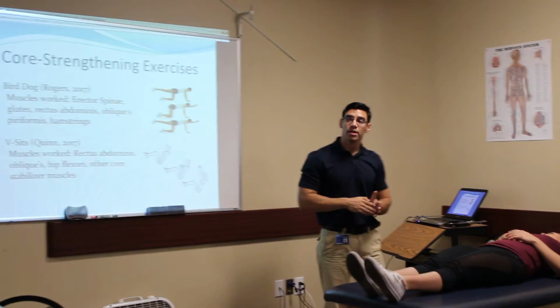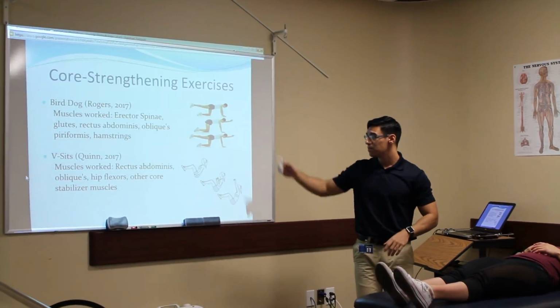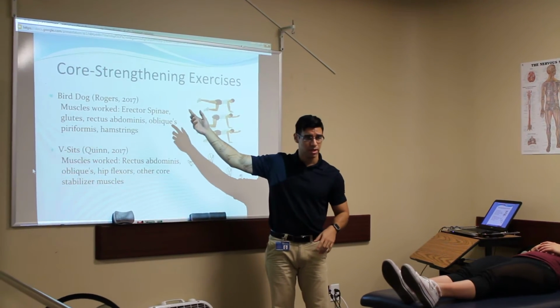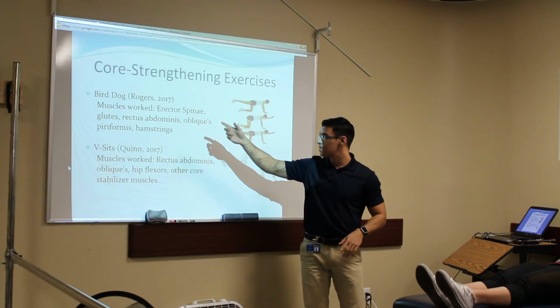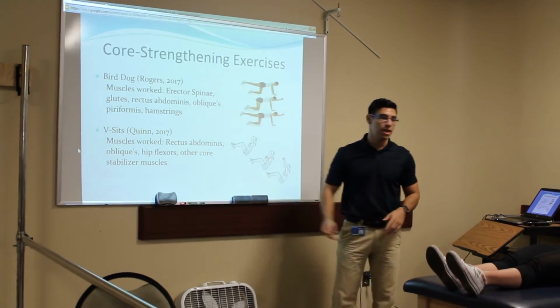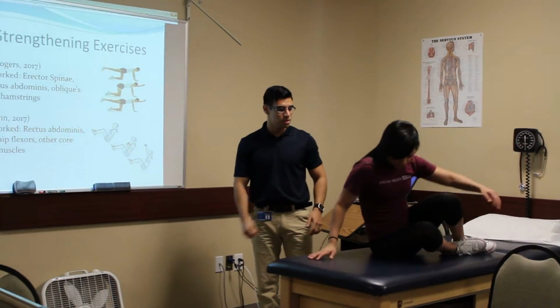For core strengthening exercises, I have two. The first one is the bird dog, and these are the muscles listed that are the core muscles, which involve the glutes, the rectus abdominis, the obliques, and the erector spinae. If you can do me a favor, go into quadruped position.